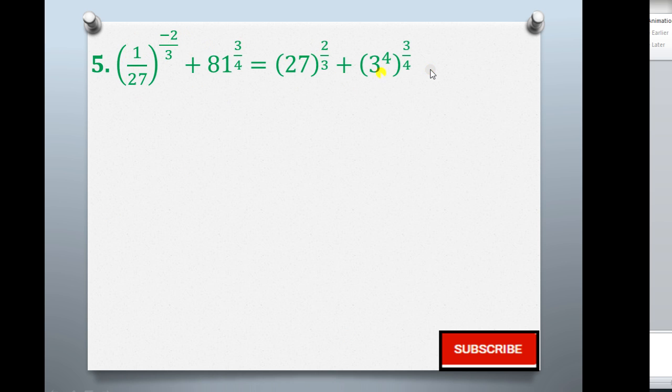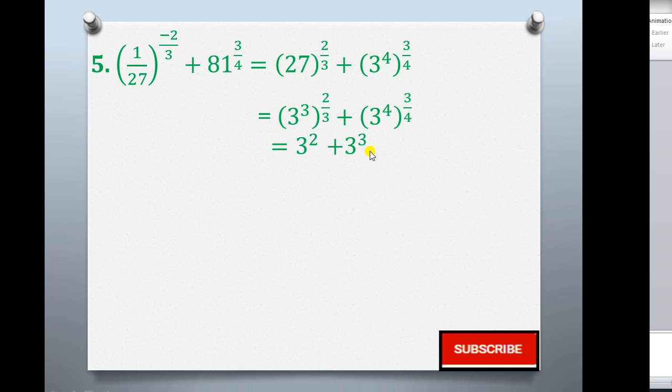And so the next step is to also break down the 27 to give us 3 power 3. So now you have 3 power 3, power 2 out of 3, and 3 power 4, power 3 out of 4. So this 4 can cancel with this 4. This 3 can also cancel with this 3. And so we remain with 3 squared plus 3 cubed.